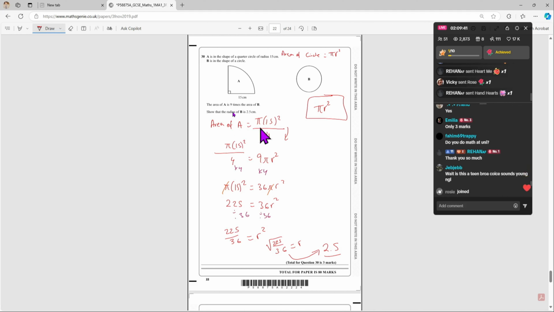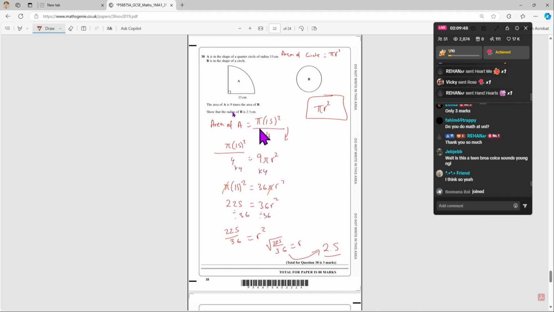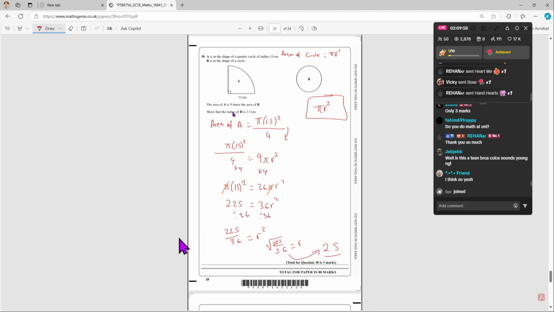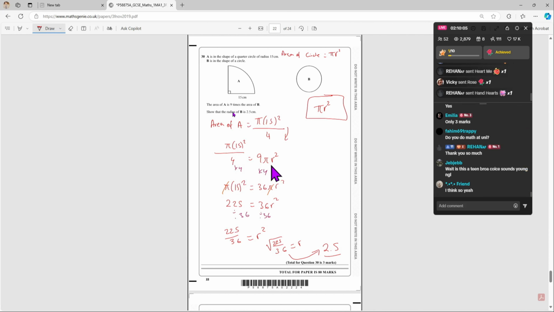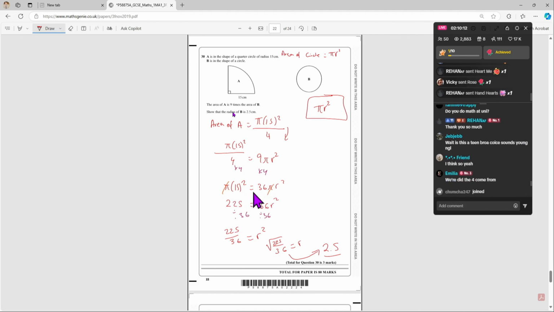Now once we have done that, you put them together. We know that the area of A is 9 times the area of B, so it's going to be 9 pi r squared. You're multiplying it by 9. We put them together into one equation: pi 15 squared divided by 4 is equal to 9 pi r squared. Now you rearrange everything. You multiply by 4 on both sides to get pi 15 squared equals 36 pi r squared. Then you'll see that we have pi's on both sides, so cancel them out.